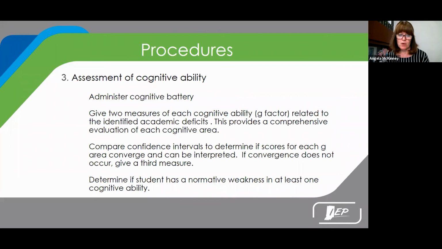Then you have to figure out whether there is a normative weakness. And again, the system does all this for you. And it should be at least one of the areas. Now, if you're getting half of your areas coming up as a weakness, you're not going to end up with an otherwise normal profile anyway. That is just a kid with a lot of strengths and a lot of weaknesses, but not representative of a specific learning disability.